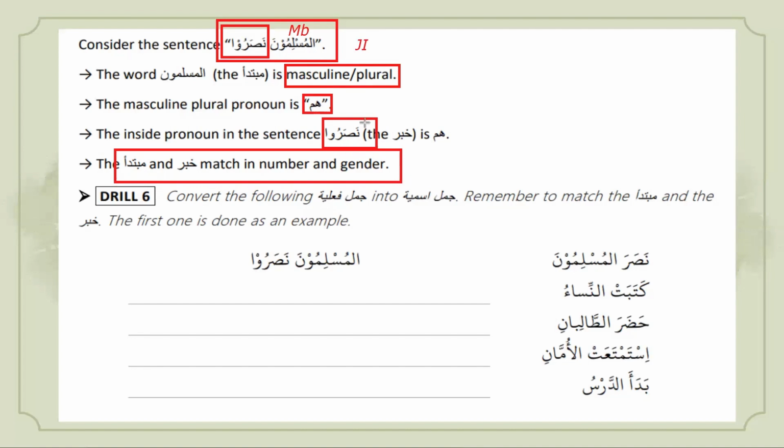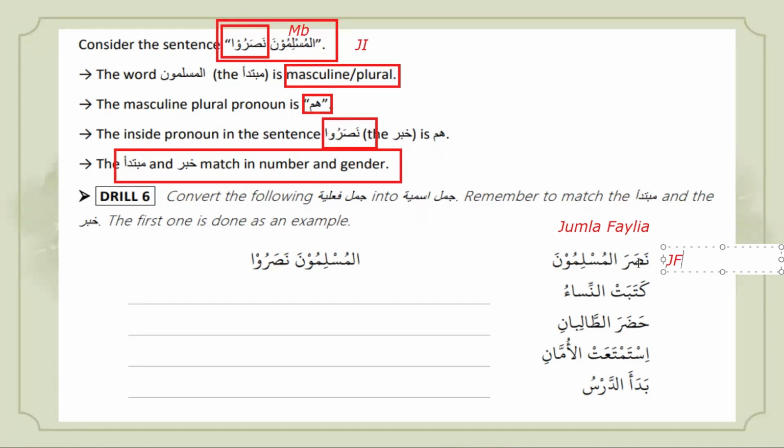Now this rule is for jumla ismiya, but what about jumla failure? Look, this is an exercise, and over here in this column you have all jumla failure, right? Nasaral muslimuna. Why jumla failure? Nasara is past tense, huwa form. So this is jumla failure, and nasara is huwa form.